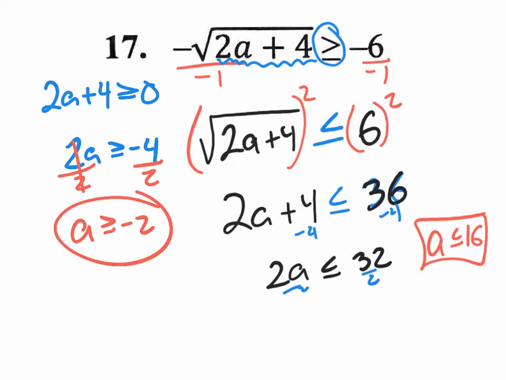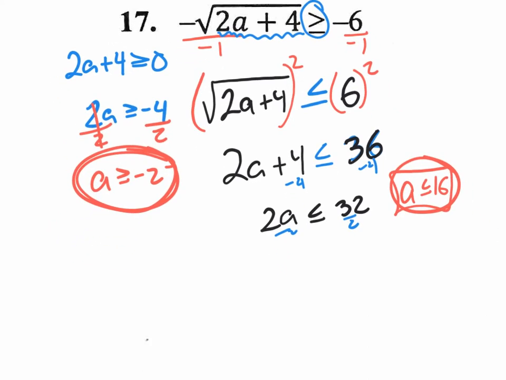So we have these two answers. A is greater than or equal to negative 2, and A is less than or equal to 16. It looks like those areas are together.